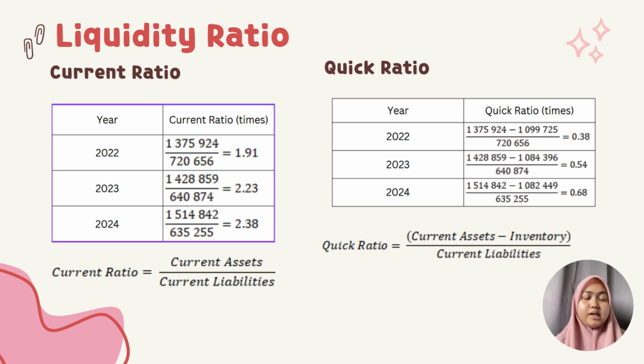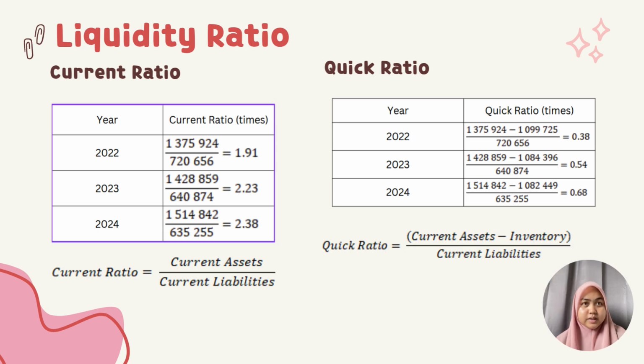I will start with liquidity ratio. There are 2 main ratios used to measure liquidity. The first one is current ratio and quick ratio. To calculate the financial ratio, we obtain data from the company's annual reports, specifically from the statement of financial position, balance sheet, and statement of cash flows.